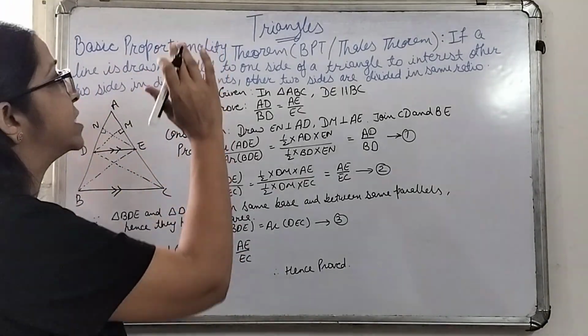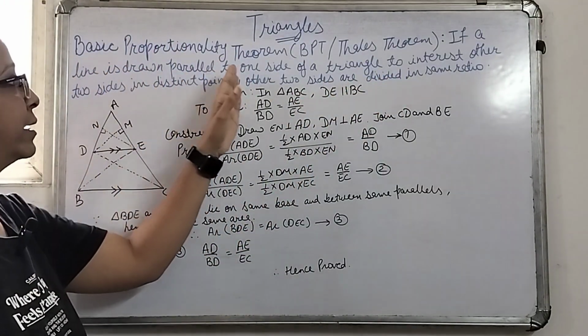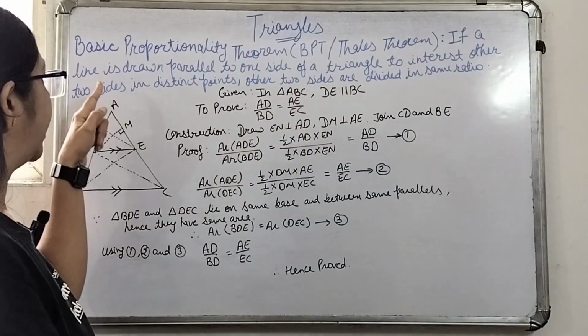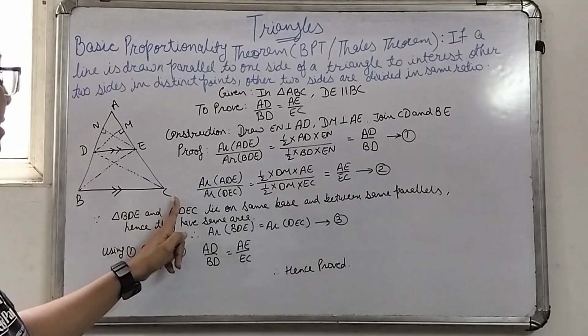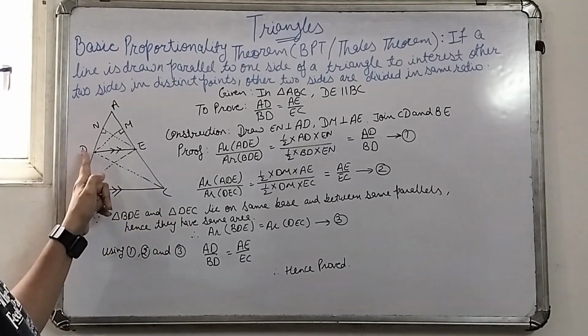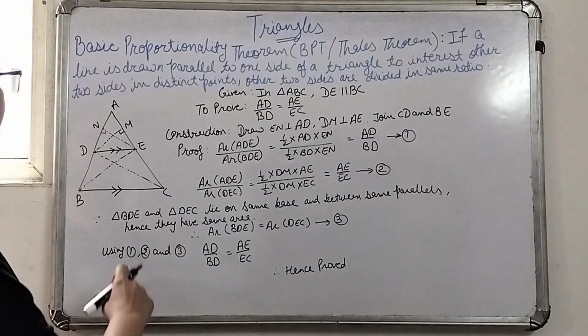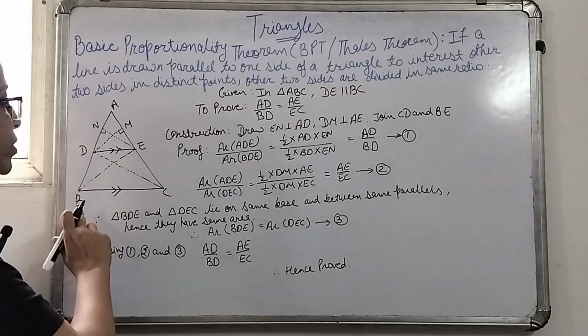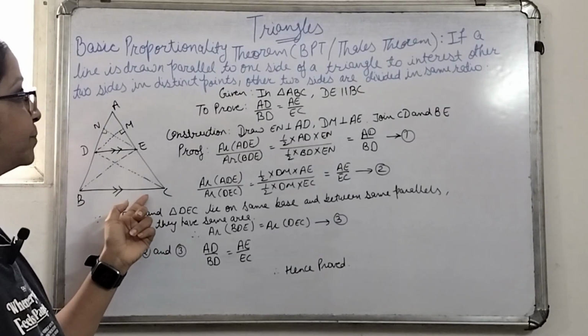According to the basic proportionality theorem, if a line is drawn parallel to one side of a triangle, suppose we take a triangle ABC, and we draw a line parallel to one of the sides of the triangle. Here we have drawn a line DE which is parallel to one of the sides of this triangle, that is BC.